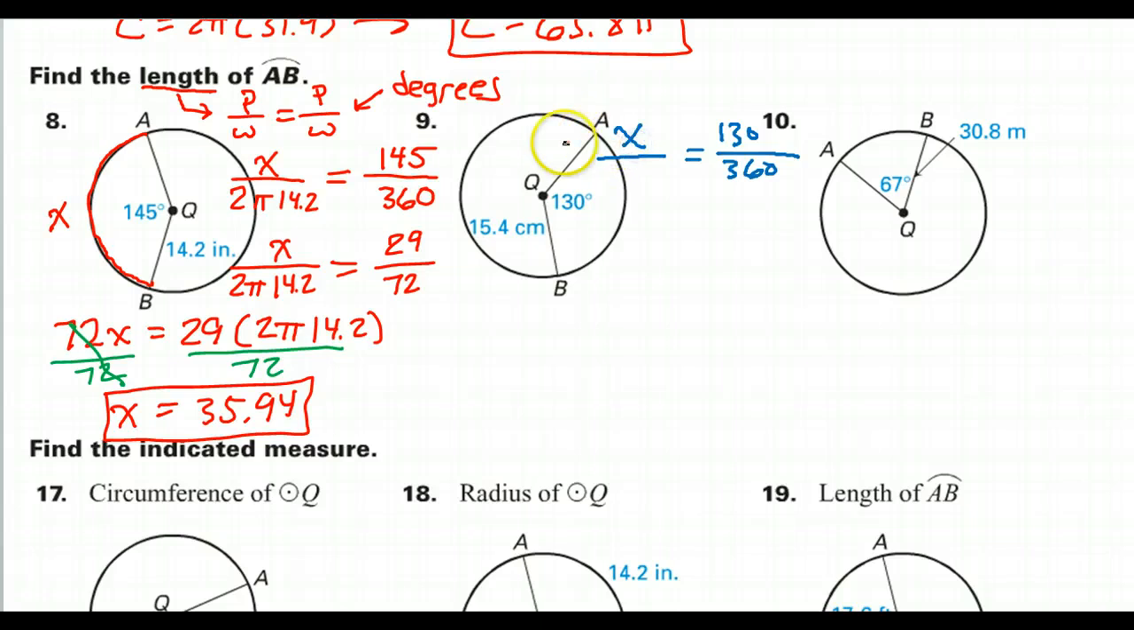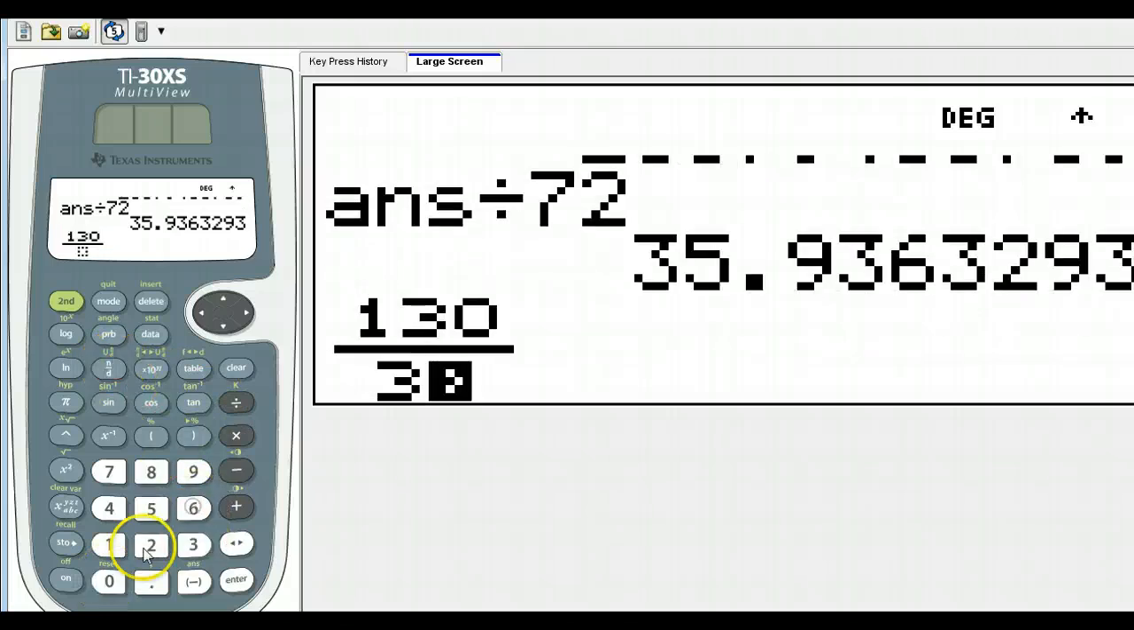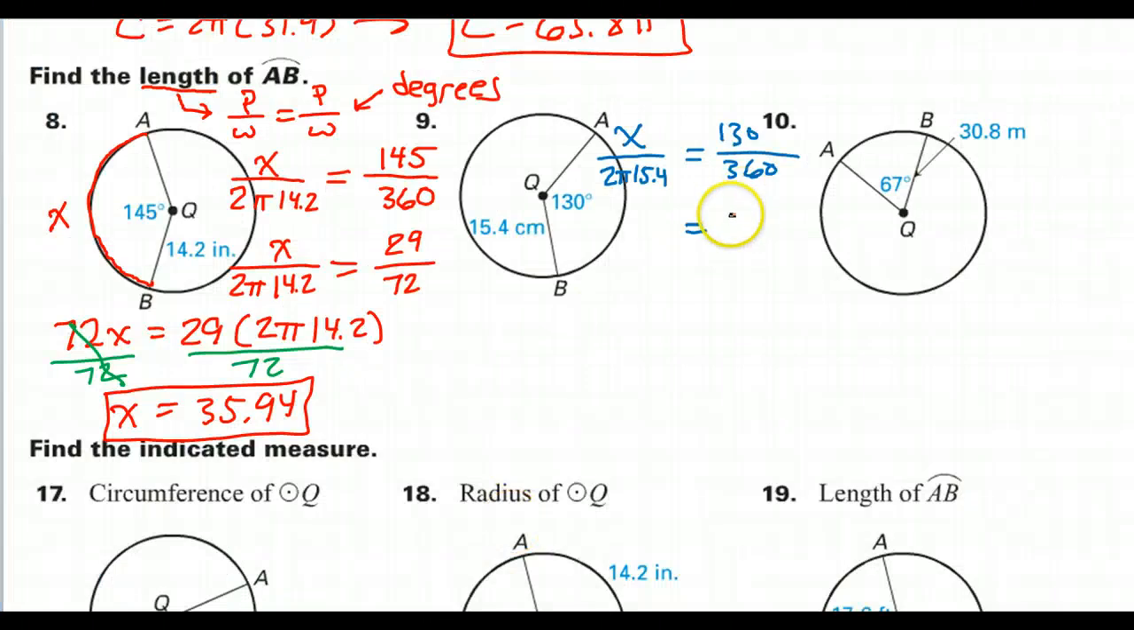On the left-hand side, it's going to be the partial length over the whole length, or circumference. The partial length is what we're supposed to find. The whole length is 2 pi 15.4, the circumference. Okay, 130 over 360. I think we should reduce that. That's 13 over 36. We crossed out the zeros here.